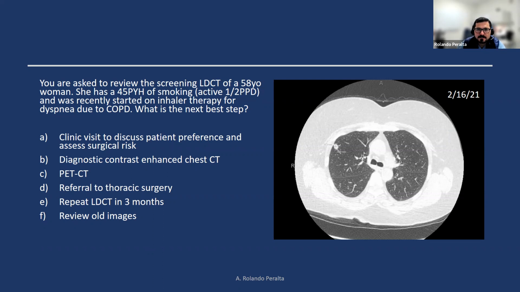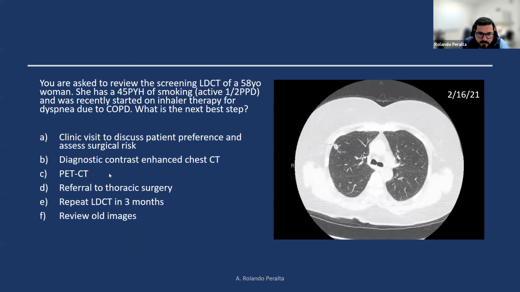All right, so I got "review old images." Two people are saying that. Any other takers? All right, so the right answer is, I believe, look at old images.